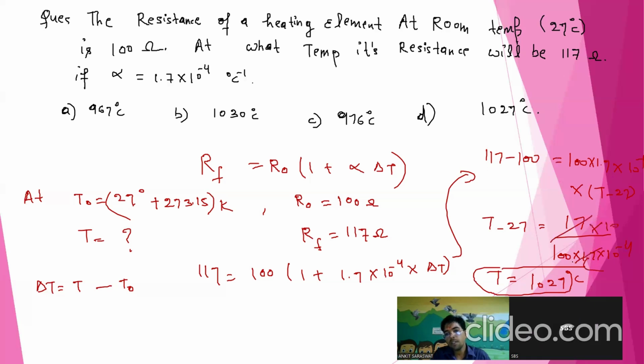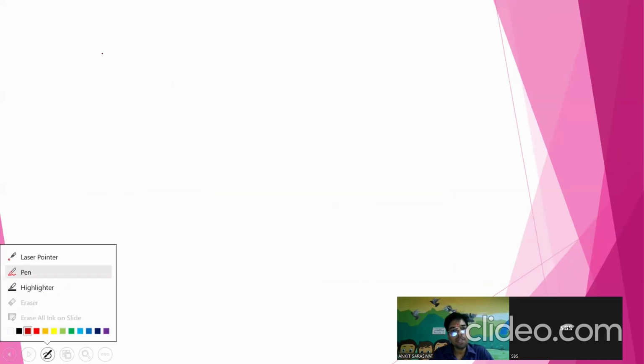You can check also. 17 cancel, 10 to the power minus 4, it will be 10 to the 3 cancel. How much? 1000 plus 27. It is 1027 degrees Celsius. Clear? Any doubt? Right, next question. One more question I will ask.